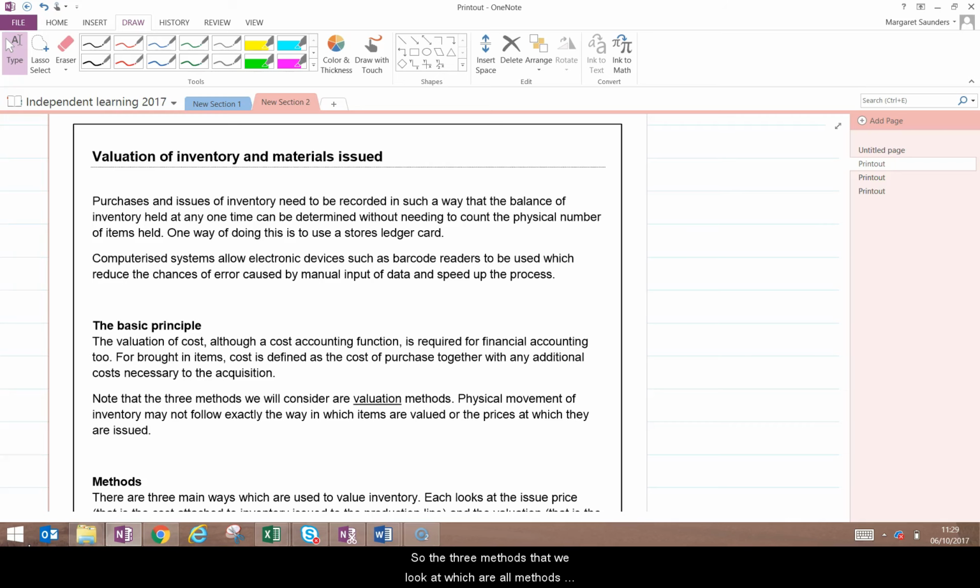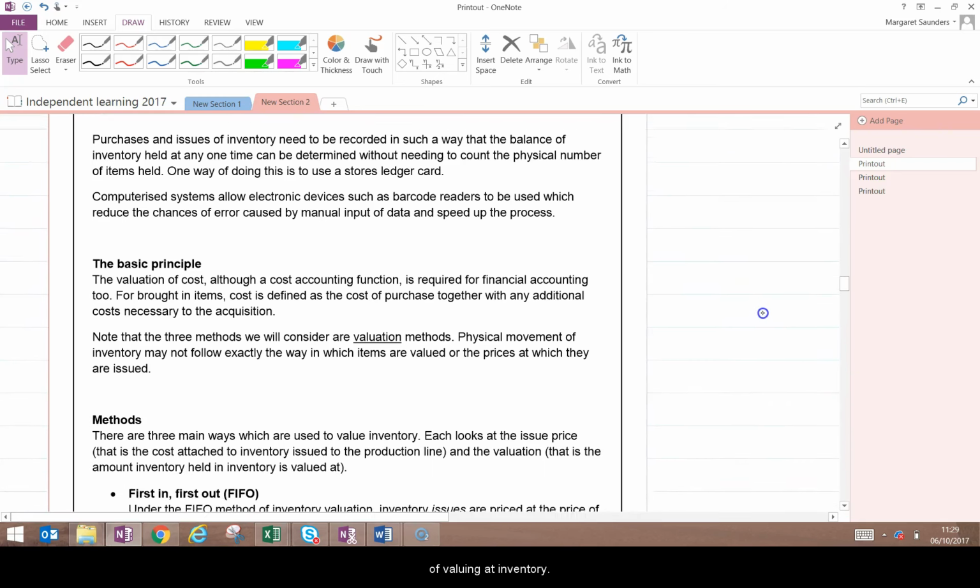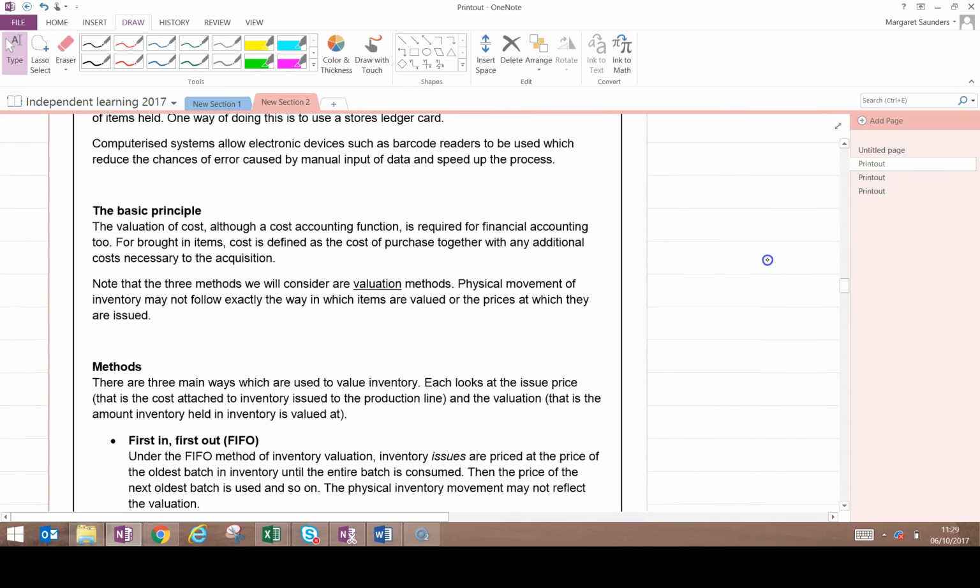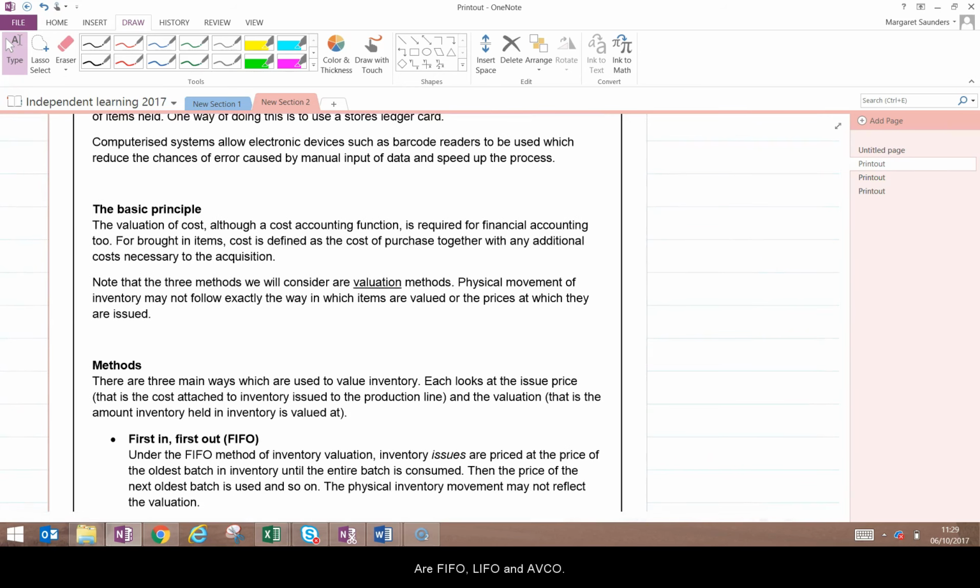So the three methods that we look at, which are all methods of valuing our inventory, are FIFO, LIFO and AVCO. It's important to remember that the actual physical movement of the inventory in the warehouse may not exactly reflect the way in which we are going to value it.